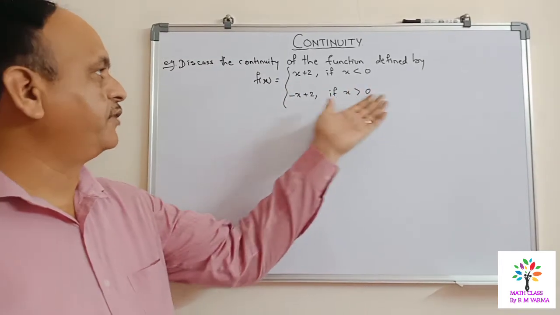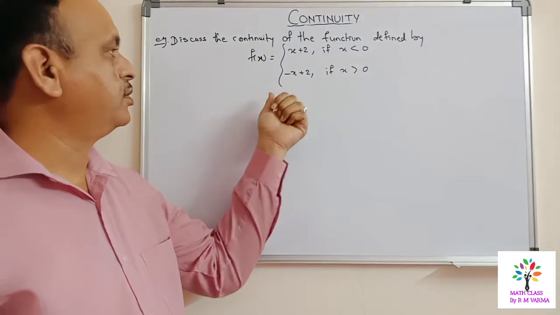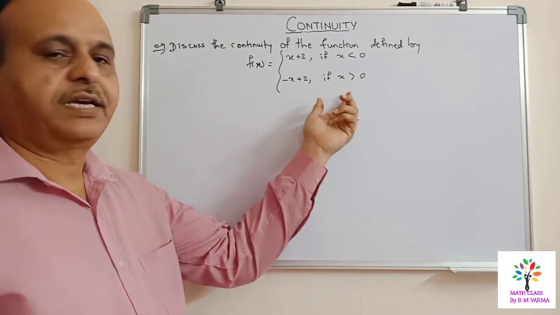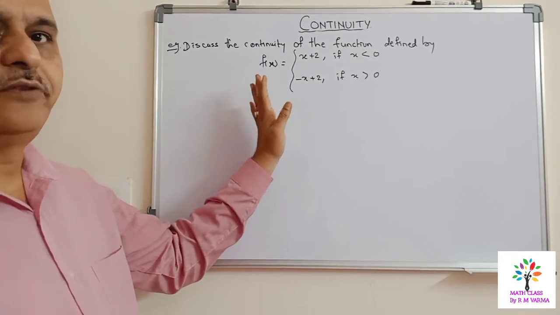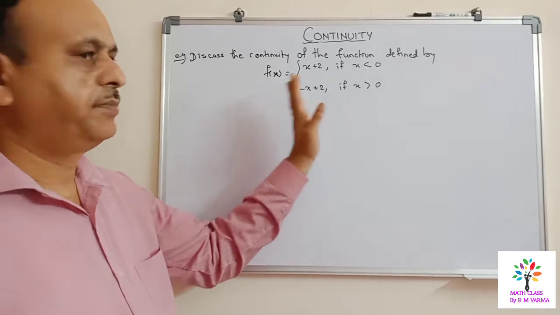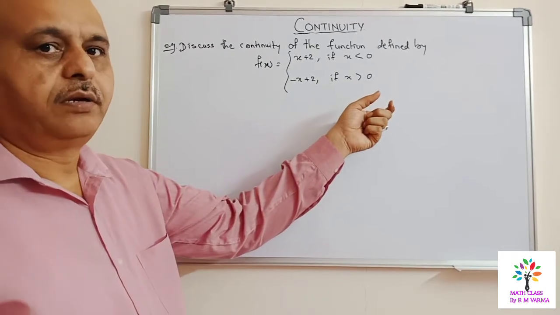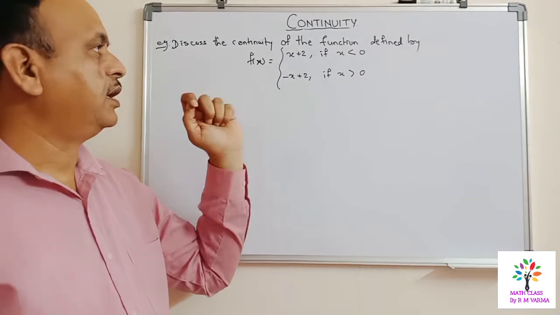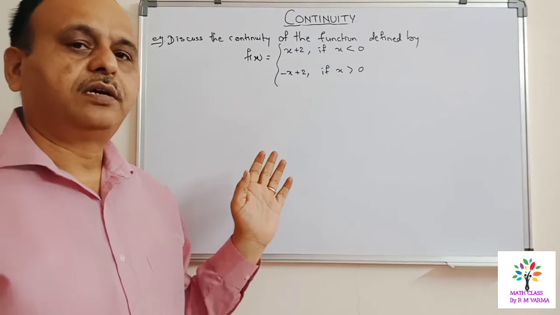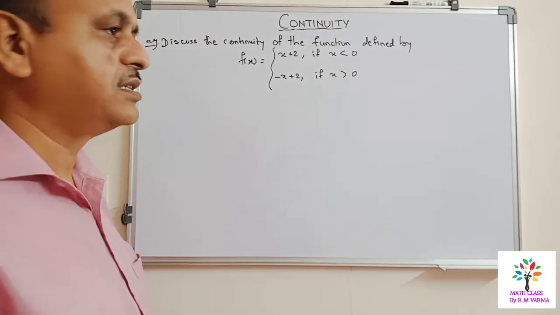Discuss the continuity of the function defined by f(x) equals x plus 2 if x is less than 0, and minus x plus 2 if x is greater than 0. Here the function is defined except at 0. At 0 it is not given, but for less than 0 and greater than 0 the function is defined. It is also not said whether x is a real number or not. Let us take it as a real number.